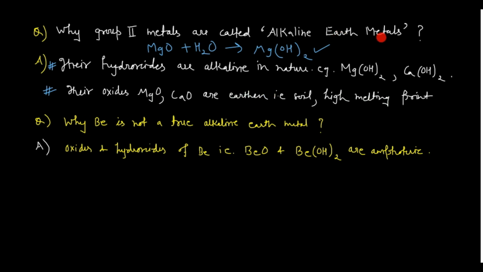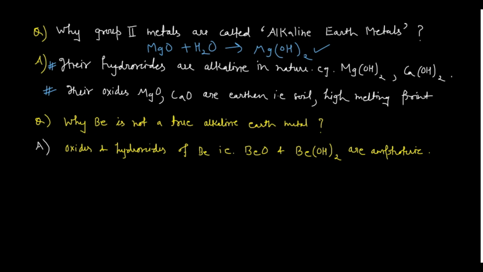And since they can remove electrons to form electropositive ions, that's why metal is also there, and it completes the name alkaline earth metals. This is something very important which you should remember, guys. Now what is the next question? It asks, why is beryllium not a true alkaline earth metal?